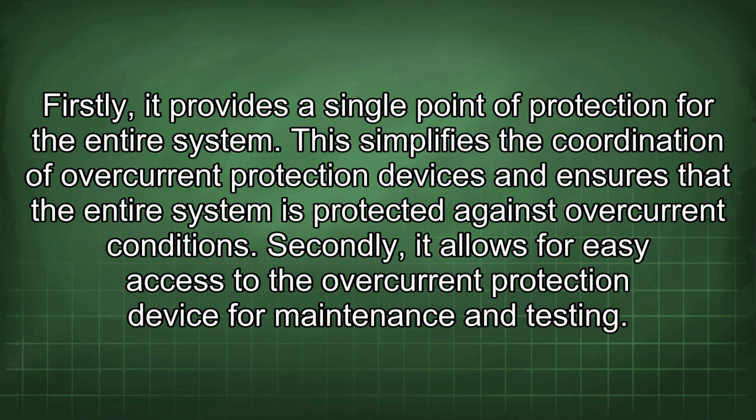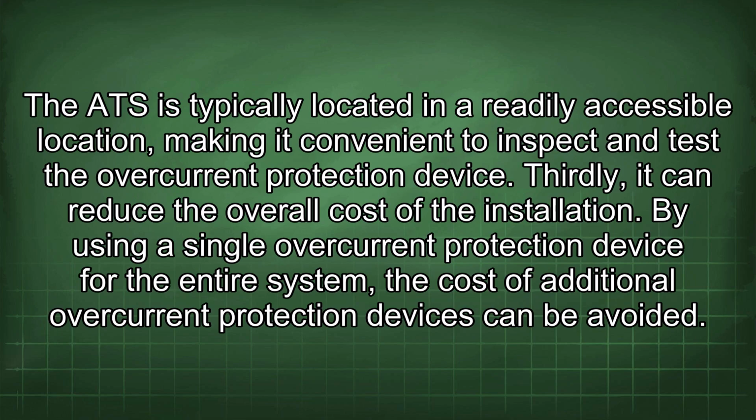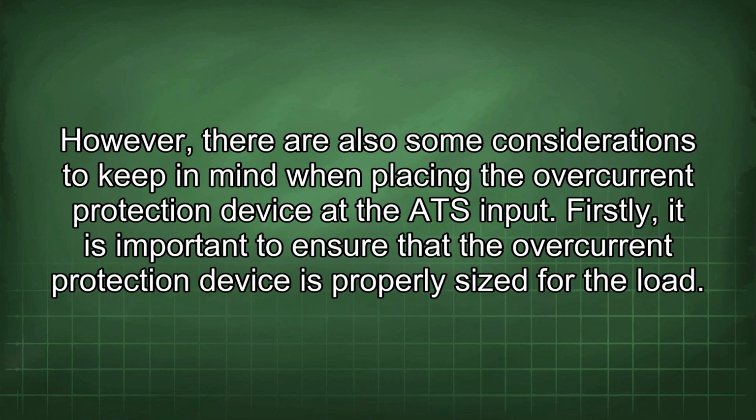Secondly, it allows for easy access to the overcurrent protection device for maintenance and testing. The ATS is typically located in a readily accessible location, making it convenient to inspect and test the overcurrent protection device. Thirdly, it can reduce the overall cost of the installation. By using a single overcurrent protection device for the entire system, the cost of additional overcurrent protection devices can be avoided.